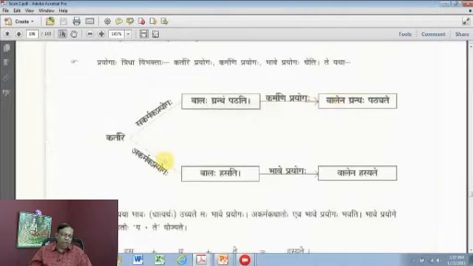Kartari, akarmaka. Now this kartari active voice is in two ways. That is transitive usage, intransitive usage. Akarmaka prayoga. Balaha hasati. Hasati is akarmaka. It doesn't require any object. Boy is laughing, boy laughs. This can be converted into bhave prayoga.